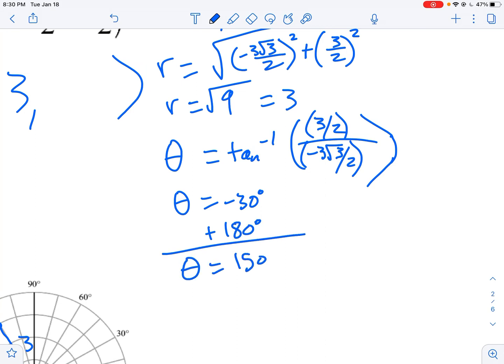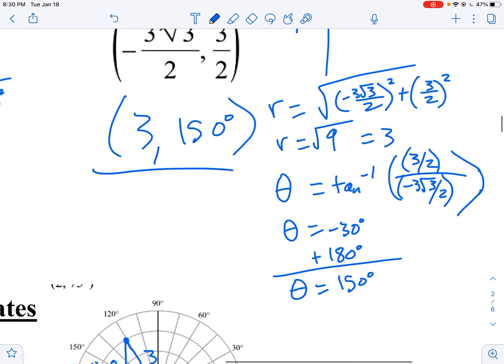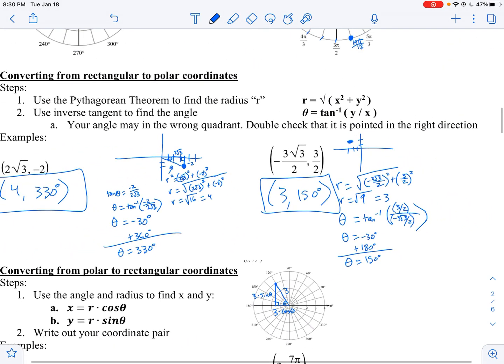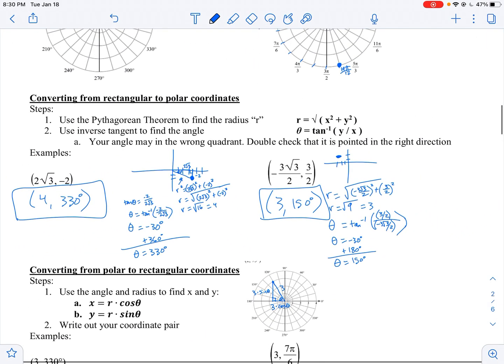So now we're looking at theta is 150 degrees, just like that. And hooray, we got it. It's in polar coordinates. So there you go. That's how you go from rectangular to polar coordinates.